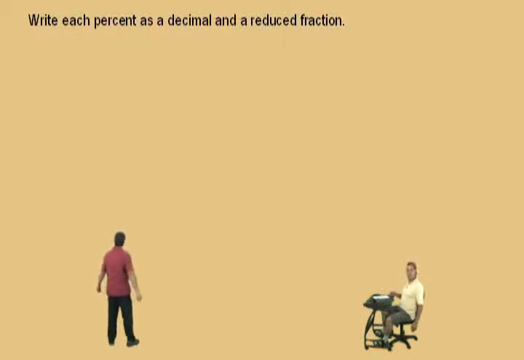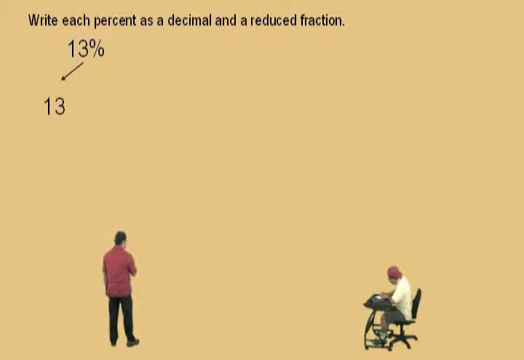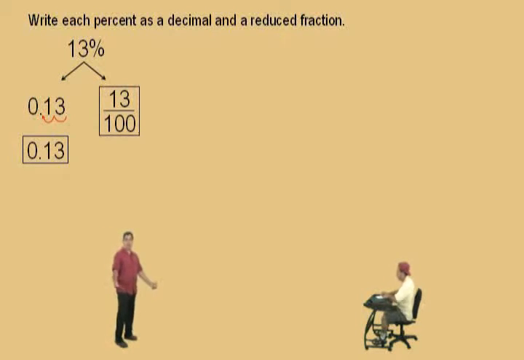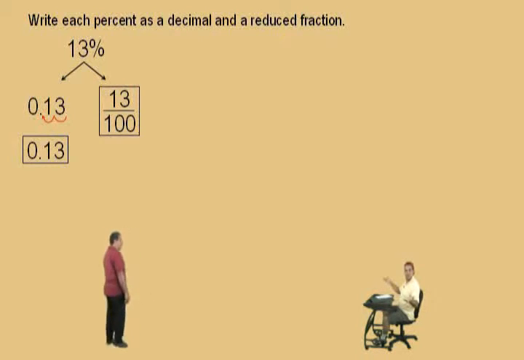Here we go. Write each percent as a decimal and a reduced fraction. So 13%, Charlie, we're going to write it as a decimal, so we move it which way? To the left 2 times. That's right, 2 times, and we get 0.13, 13/100ths. Makes sense. And so as a fraction, 13% is 13 over 100. That's 13/100ths. There you go. That's it. Let's do another one.